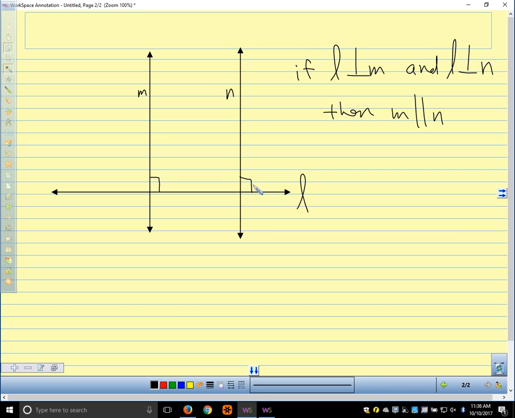So we have kind of, not a transitive property for perpendicular lines, but kind of sort of similar. And in words, what we'd say is if two lines are perpendicular to the same line, then they're parallel.